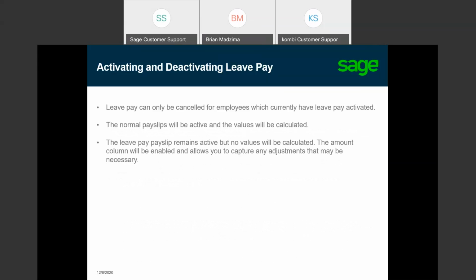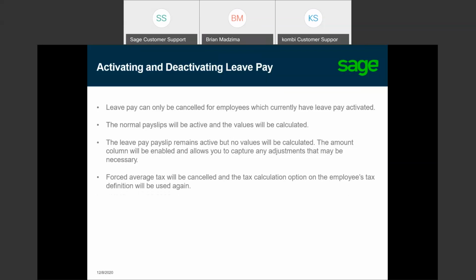Leave pay can only be cancelled for employees which currently have leave pay activated for them. The normal pay slips will be active and the values will be calculated. The leave pay slip remains active, but no values will be calculated. So the amount column will be enabled and allows you to then capture any adjustments that may be necessary, because we also need to consider that when we activated leave pay, employees were then paid in advance for certain periods.